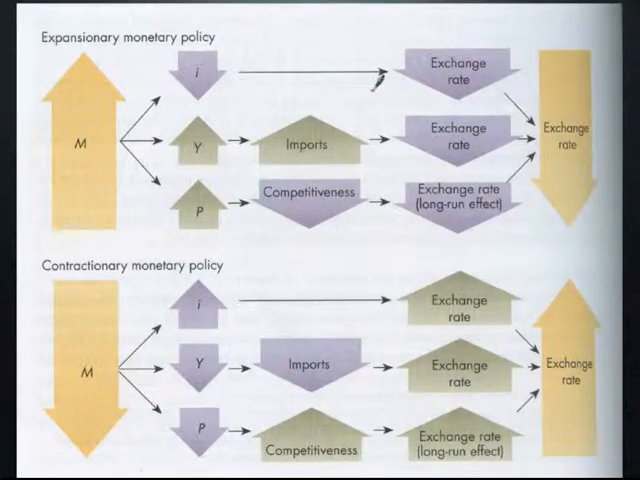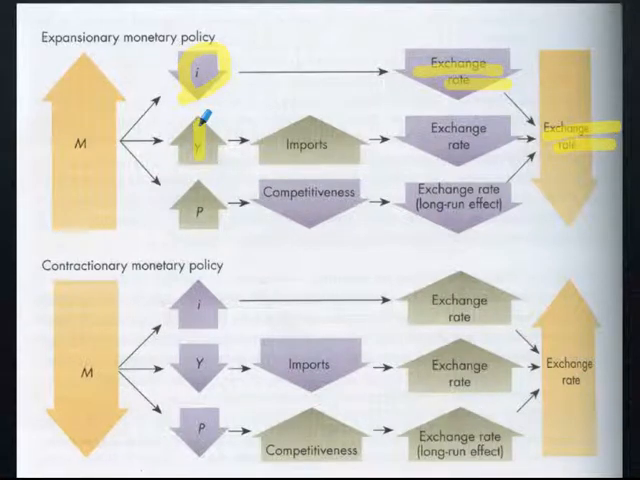Here's a graphic from another book that I like. I copied it for you guys here. The M over here is money supply. You can see the money supply goes up. Here, the interest rate drops. That's going to be a worse place to save. Dollar depreciates, exchange rate goes down.